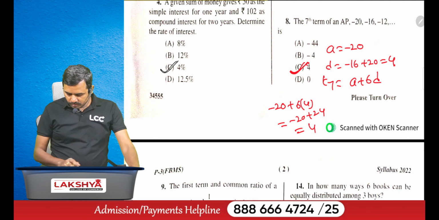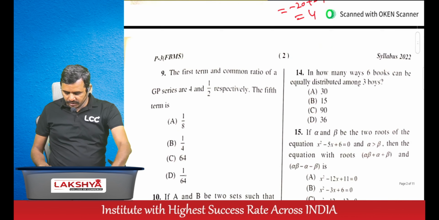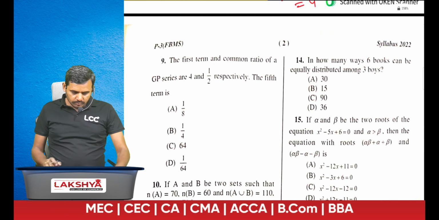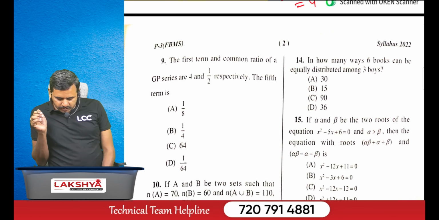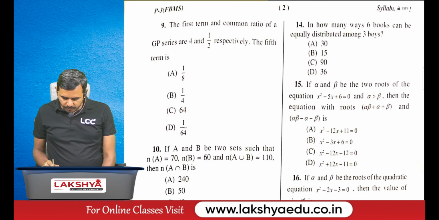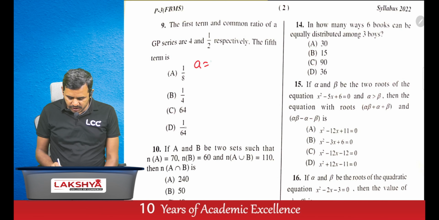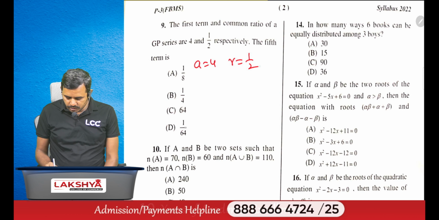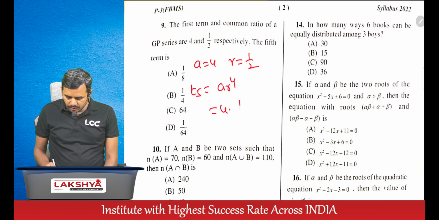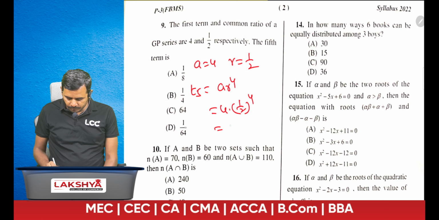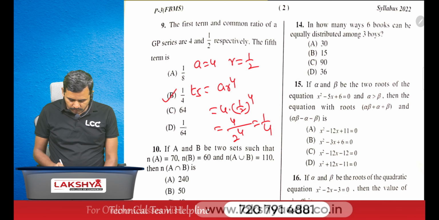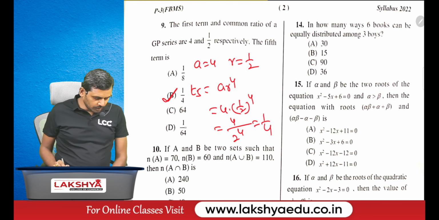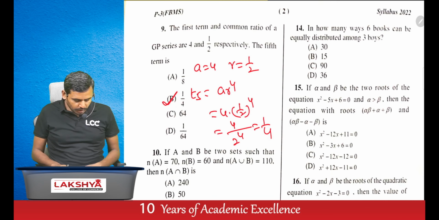Okay. Next, problem number 9. The first term and common ratio of the GP are given as 4 and 1/2. Then the fifth term is, see, A is equal to 4 and common ratio R is equal to 1/2. The T fifth formula is A R power 4, that is 4 into 1/2 power 4. That is 4 by 2 to the power of 4, which is equal to 1/4. Okay, therefore the right answer is B, problem number 9.